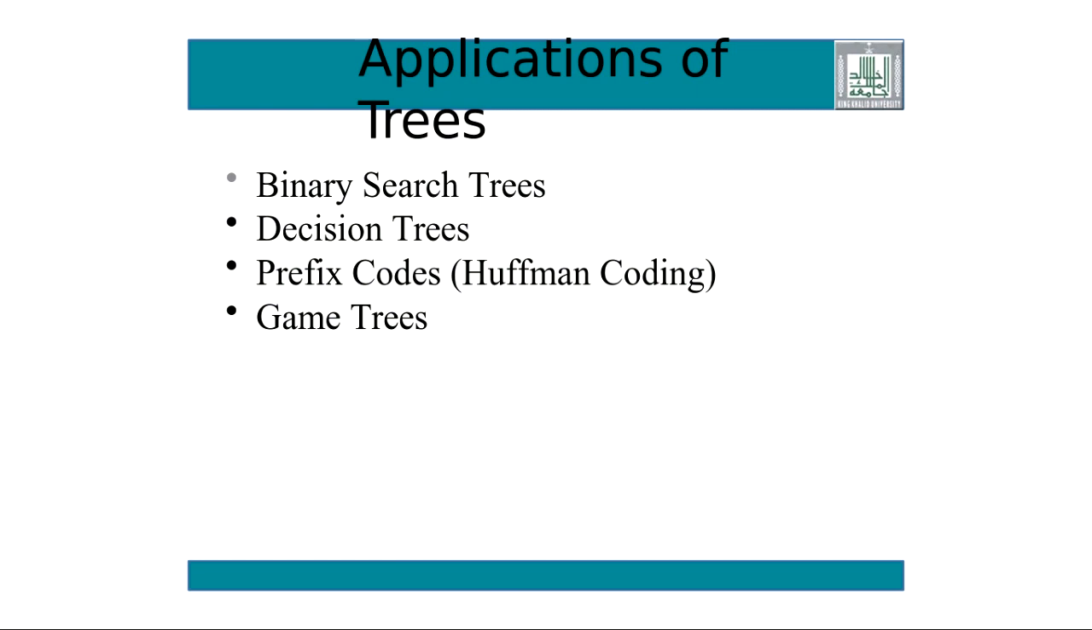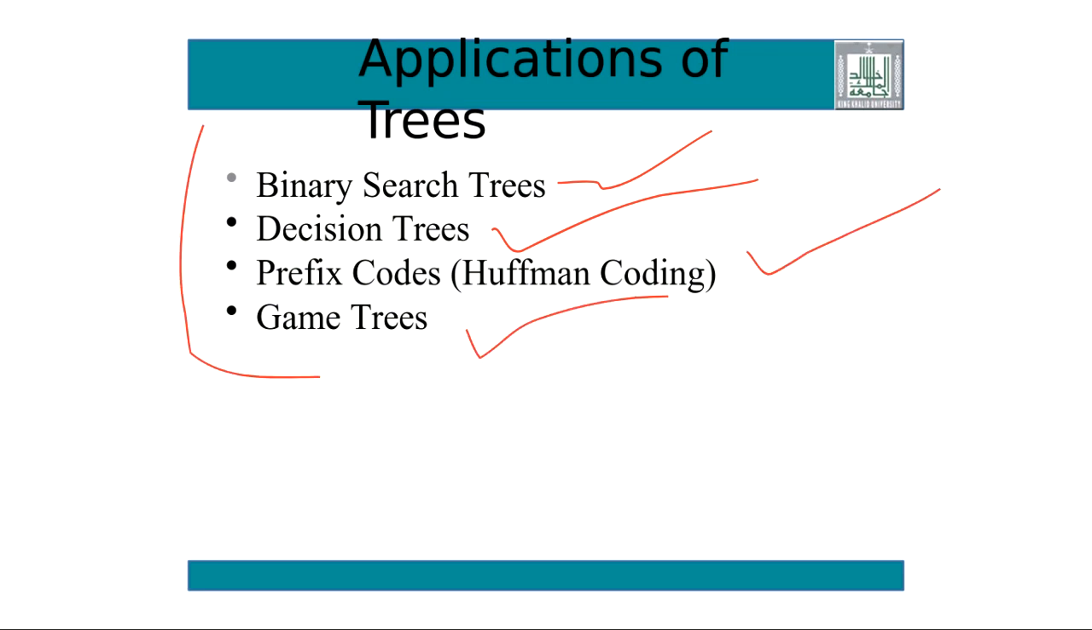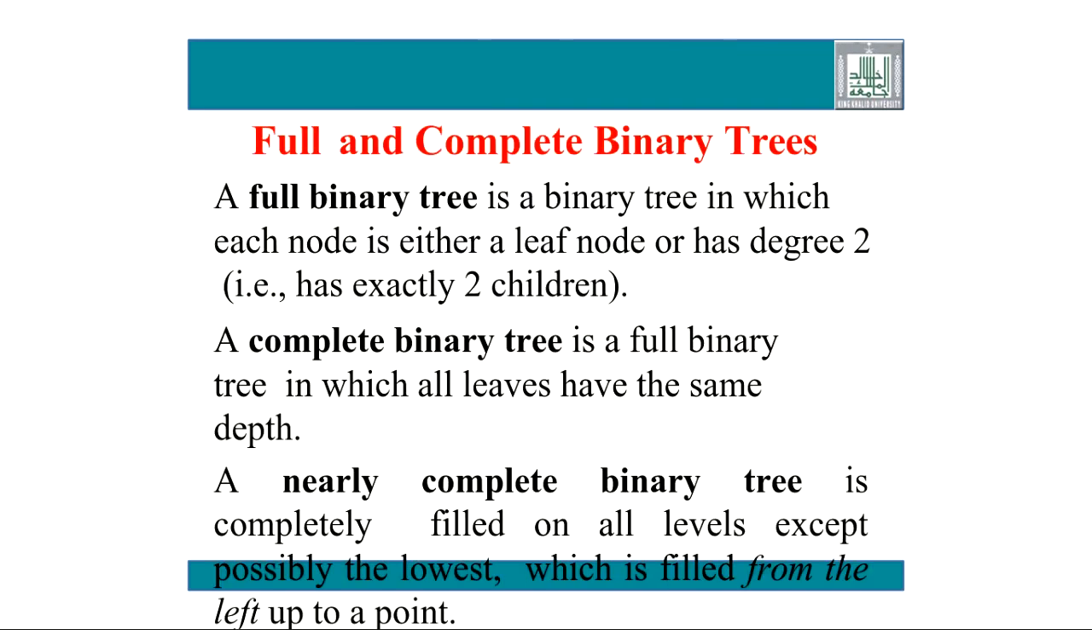We have different types of trees, right? Binary search tree, decision tree, prefix code trees, and gaming trees. We have 4 different types of applications of trees. First, coming to the binary search tree. Full and complete binary trees.